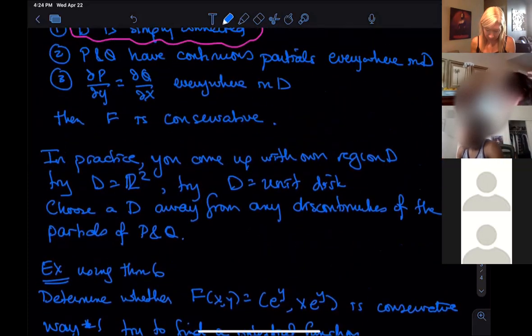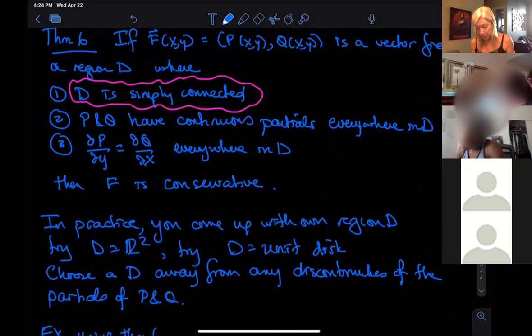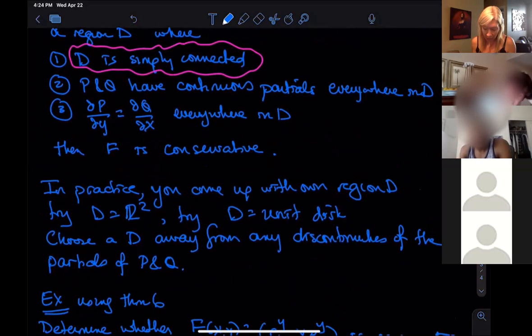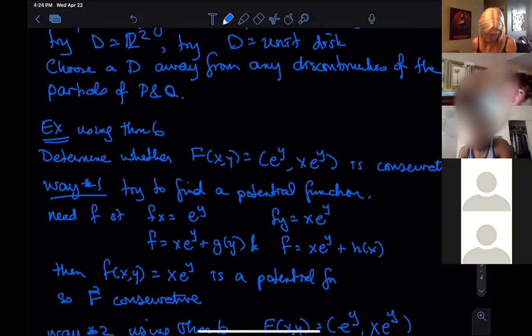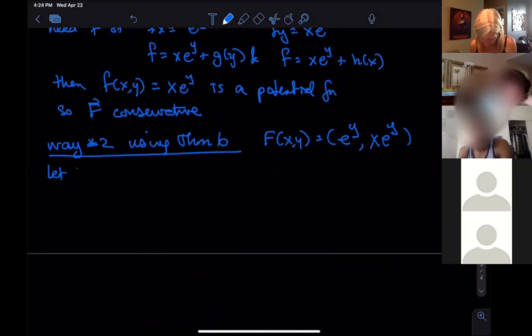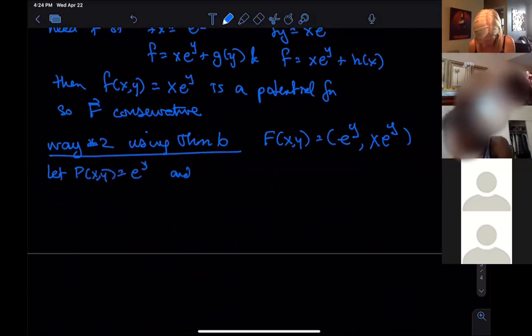Okay, so what do I need? I need a simply connected region. I need P and Q having continuous partials. I need the cross partials equal. So we don't really know what D is yet until we get into all these cross partials. So let's say let P be the first component function and Q be the second component function. Then we're going to take all the partial derivatives.